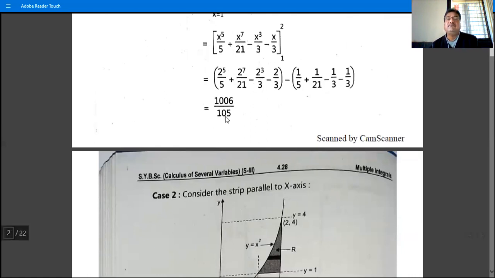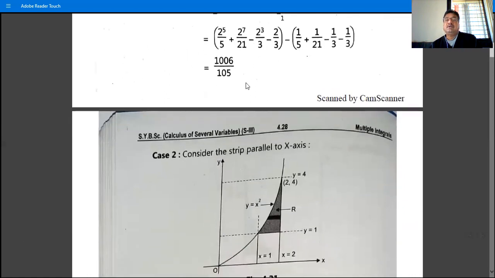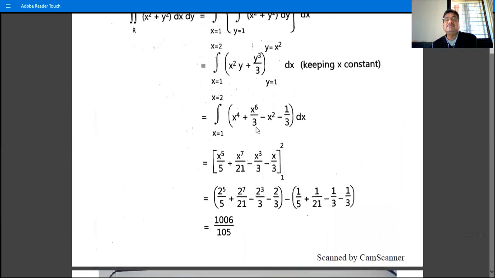Okay, by using a calculator. Same problem.